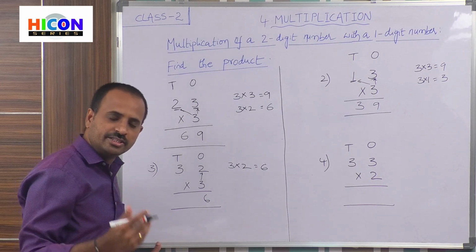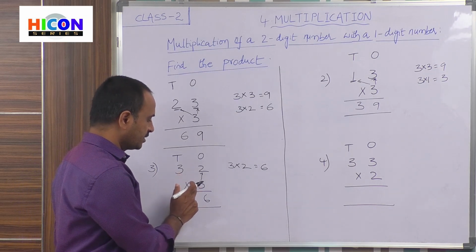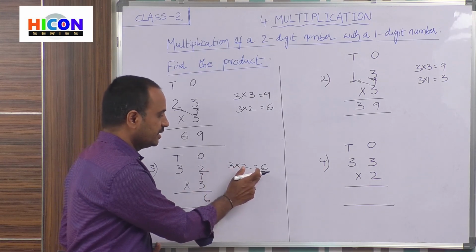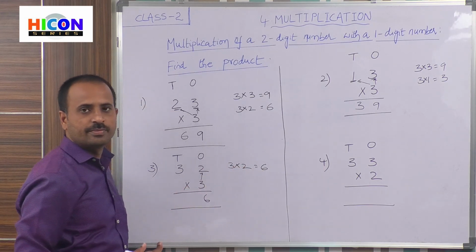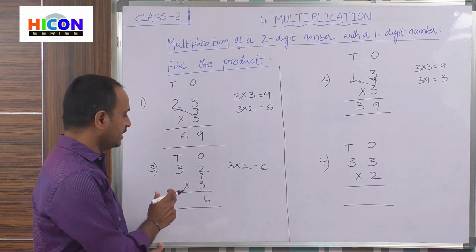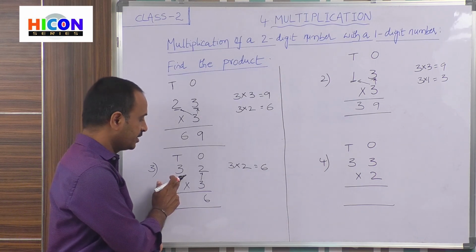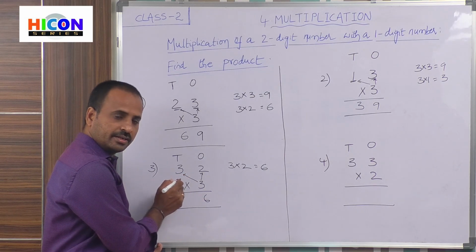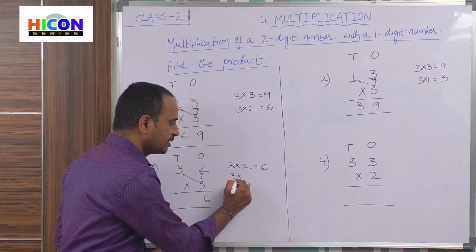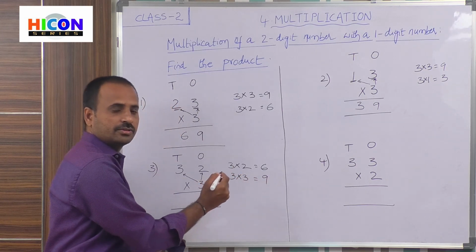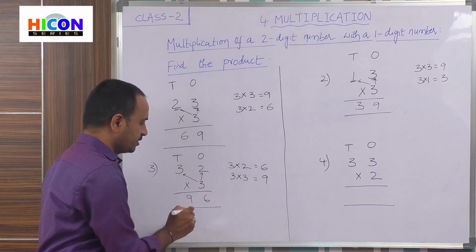So multiply the digit present in the ones place with 3. That is 3 into 2. 3 twos are 6. Write 6 under ones place. Now go to tens place. Multiply the digit present in the tens place with 3. That is 3 into 3. Children, 3 threes are how much? 3 threes are 9. So write 9 under tens place.